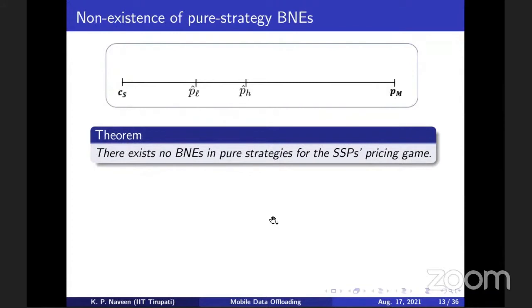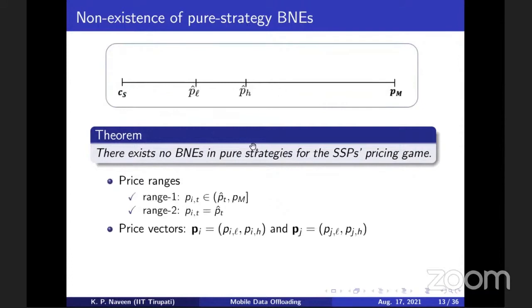Right. So here is our key theorem in this context. We say that there is no BNE in pure strategies for this pricing game. I'll quickly take you through the different cases that are possible. Before that, there is a price range. We had this original action space, and we reduced the price range much further. I'll call it range 1 and range 2. Range 1 is when the price set by the SSP is greater than the threshold. And we say that the price is in range 2 when the price is exactly equal to the threshold. Okay, so there are two possibilities.